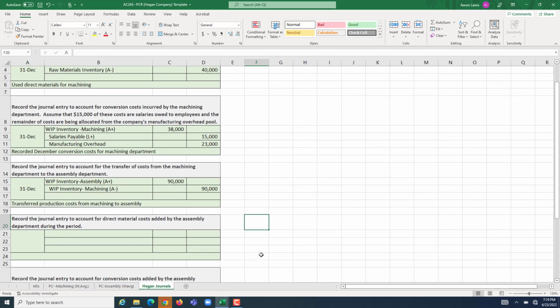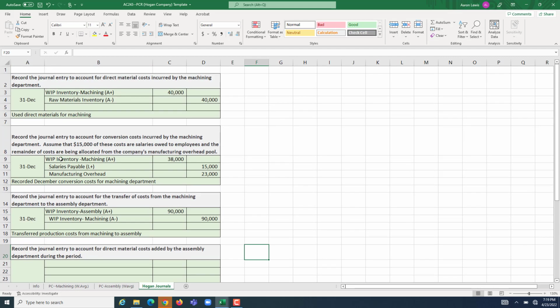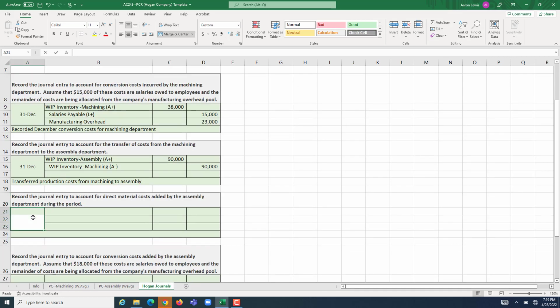Our next journal entry is going to record the direct material costs which were incurred by the assembly department during the period. Well, that entry is going to look a whole lot like this guy up here, but instead of WIP inventory machining, it's going to be WIP inventory assembly. So 12/31, we have a debit to WIP inventory assembly, increasing that asset account. And those are still coming out of our storage, our raw materials inventory.